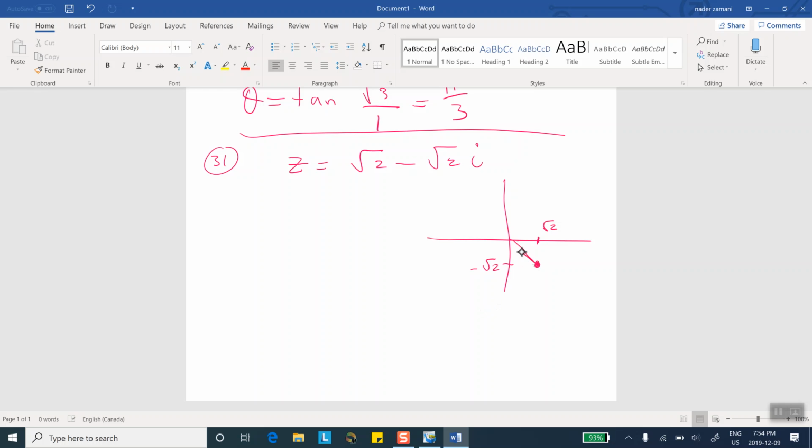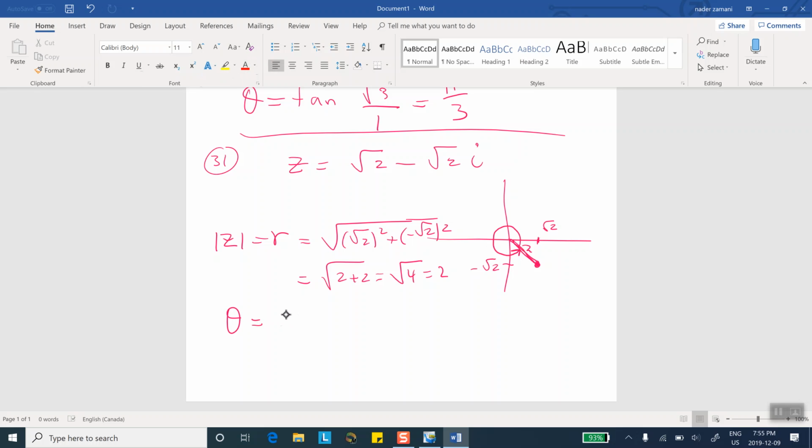Now notice that that distance is the modulus. So modulus of z, which we also call r, is equal to square root of root 2 squared plus minus root 2 squared. So this is square root of 2 plus 2, which is root of 4, which is 2. So modulus is 2. And the angle, just look at this diagram. I don't have to use tan inverse. You can see that that is the theta that I want.